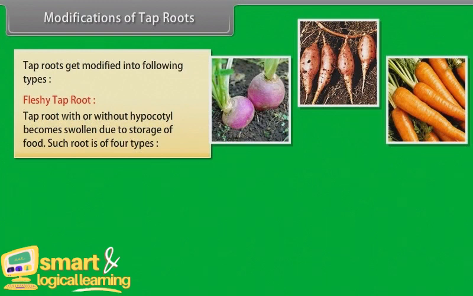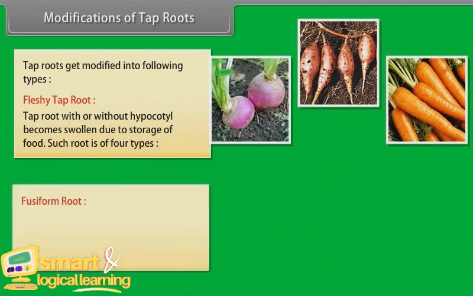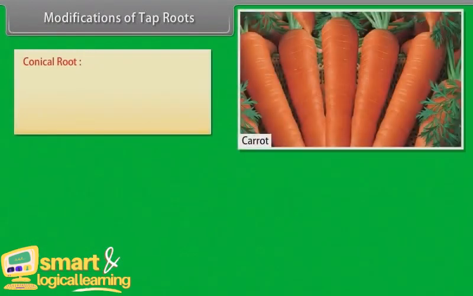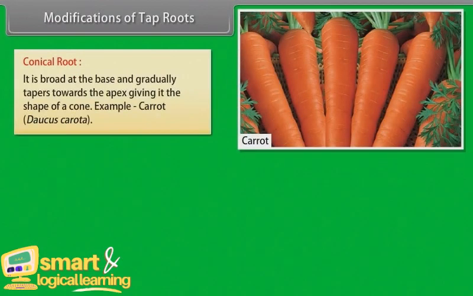Such root is of 4 types. Fusiform root. Such root becomes thicker in the middle and tapering on both ends. It assumes a spindle shape. Example, radish, Raphanus sativus. Conical root. It is broad at the base and gradually tapers towards the apex, giving it the shape of a cone. Example, carrot.